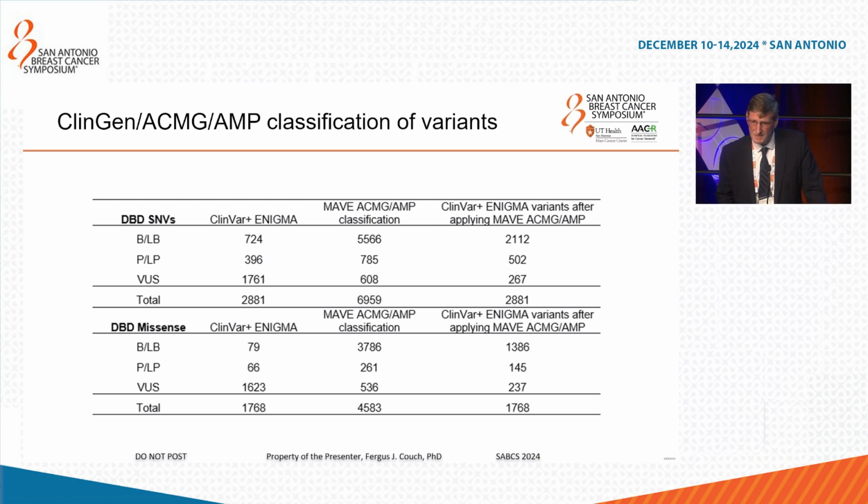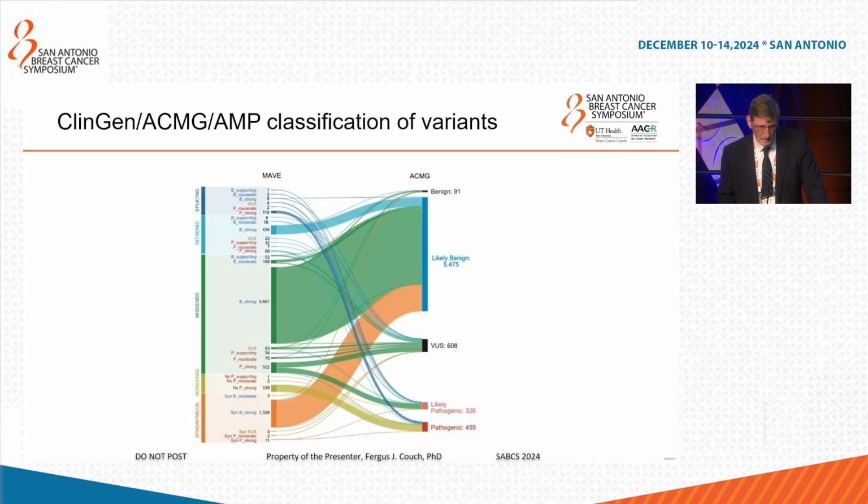On the bottom are just missenses alone, excluding the nonsenses and the splice variants and things like that. Very similar effects, 1623 with only 237 remaining as VUS. So really a dramatic effect on the VUS group.